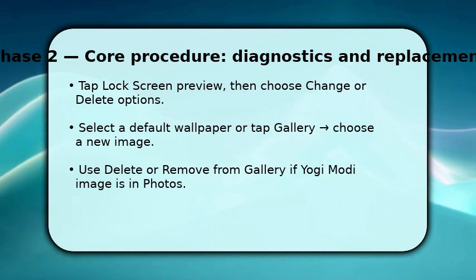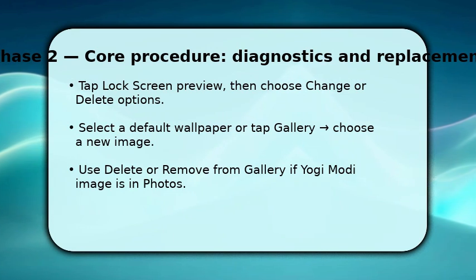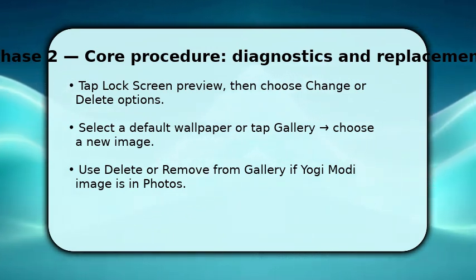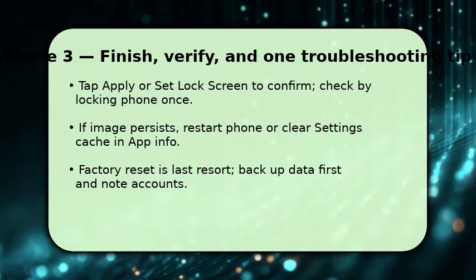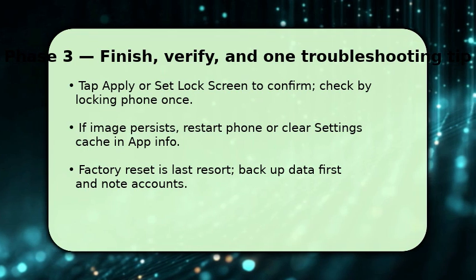You can also long press the image within the wallpaper picker and choose Remove or Delete. Do this when you want the file unlinked from lock screen and, if desired, deleted from storage as well. Finish by tapping Apply or Set Lock Screen, and then lock the Lava Z3 to verify the change.